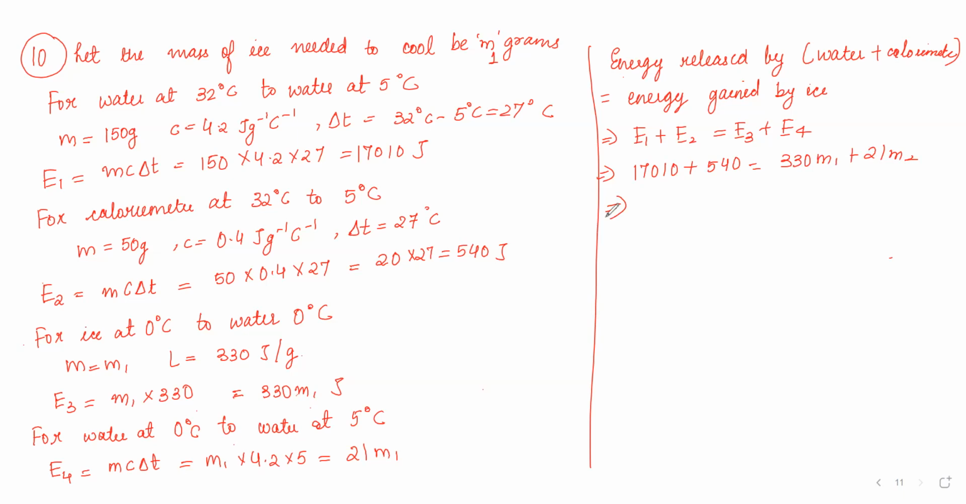So how much are we getting? 17010 plus 540 is 17550, which is equal to 351 m1. This is m1, children. So this implies m1 is equal to 17550 divided by 351, which is 50 grams. So this is the answer that you are getting.